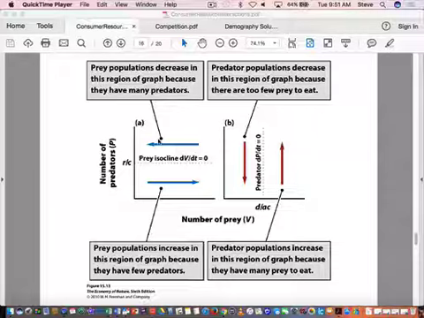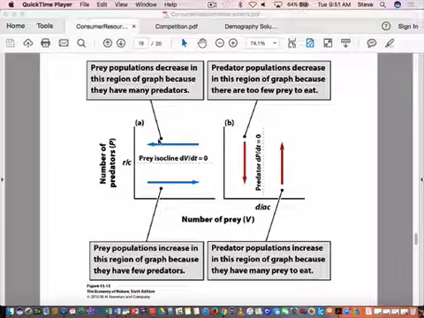You're below that isocline. What happens up here? Prey populations decrease in this region of the graph. Remember, this is the number of prey on the x-axis. Prey populations decrease in this region because they have many predators. Lots of predators up in here, low predators down in here. Now, the predator populations decrease in this region of the graph. The arrow's going down. Remember, number of predators is on the y-axis. The red arrow is going down. They decrease in this region because there are too few prey to eat. This is relatively low prey numbers in the environment.